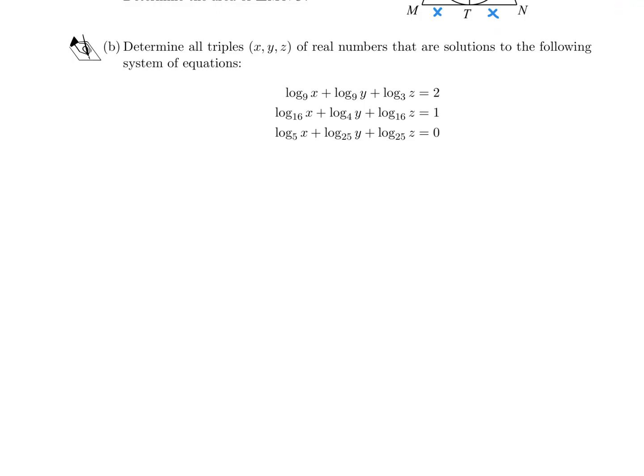Determine all triples x, y, z of real numbers that are solutions to the following system of equations. We are obviously going to have to use quite a bit of log rules. And one log rule that a lot of people don't remember is the following, that the log of a to the base b is the same as the log of a over the log of b.